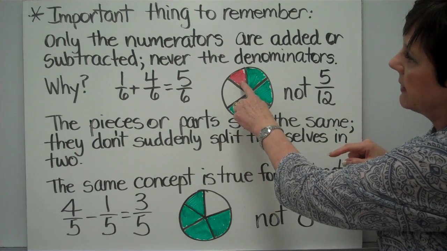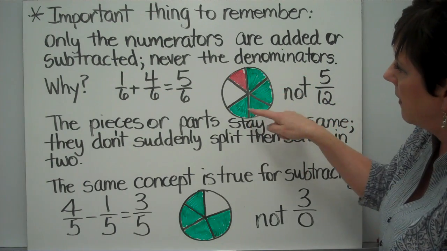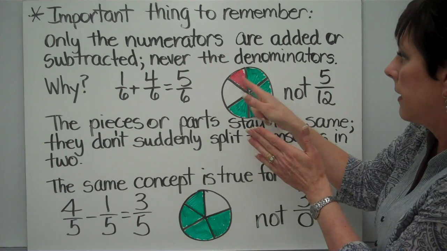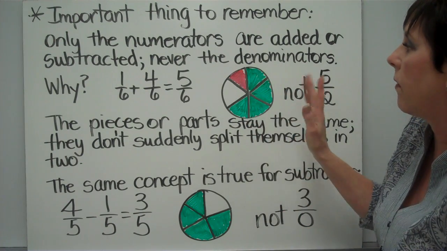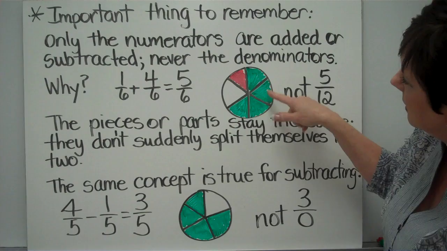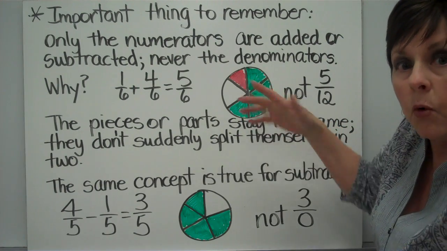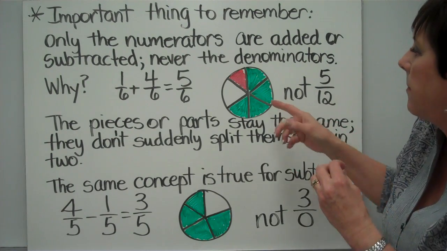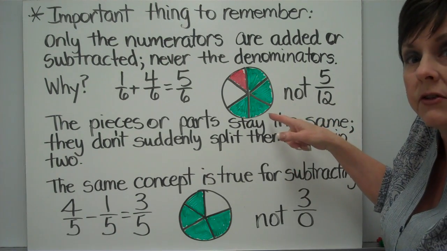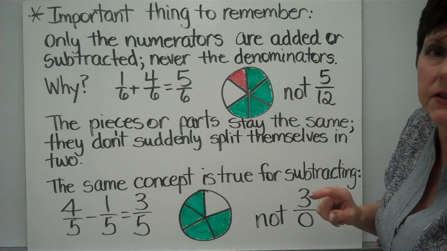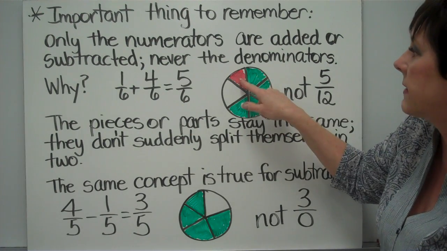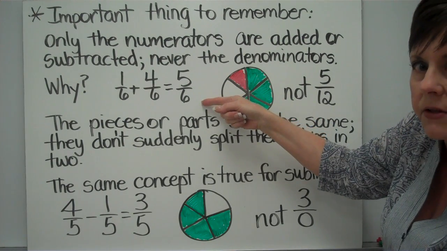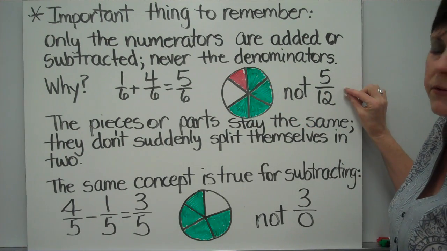Here is 1/6. Here is 4/6. If I add them together, 1 plus 4 will equal 5. But notice it's still divided in sixths. It didn't suddenly split itself in two and make 12 sections. It's still 6 sections. So 1/6 plus 4/6 is equal to 5/6, not 5/12.